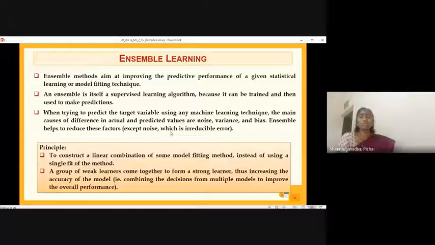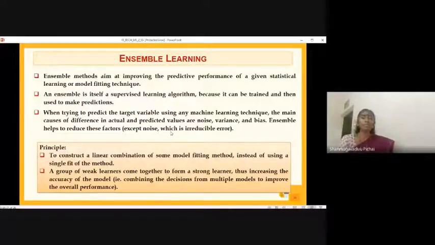When you try to predict the target variable by using a machine learning technique, the main cause of difference is between actual and predicted values. So there is going to be a difference between the actual value and the predicted value. The reasons may be noise, variance or bias. We use variance and bias as reference points using which we can try to improve the performance of the model, where an ensemble is going to help us in a greater sense. So ensemble helps us to reduce factors such as variance and bias.